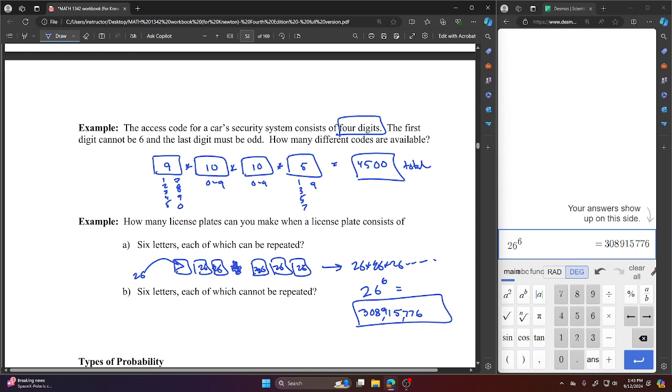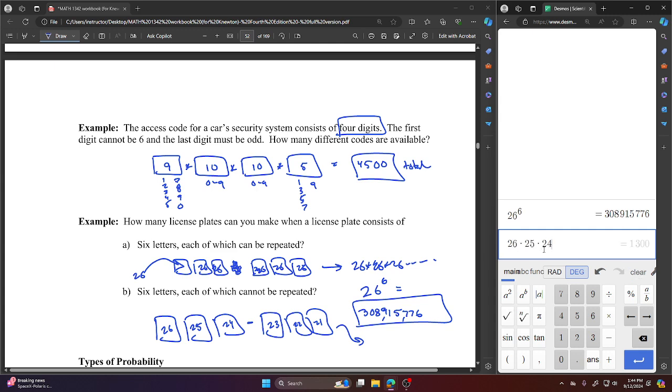Okay, cool. So, what if they cannot be repeated? That's a little different, isn't it? Yes, 26. And then because I used the letter A already, now I only have 25 left. Then I used B, so now I've got 24 left. Does that make sense? 22, 21. There's not a really great way to do that besides simply multiplying it. So here we go: 26, 25, 24, 23, 22, 21. Obviously it will be less because we're taking away a lot of options. There we go. Cool.